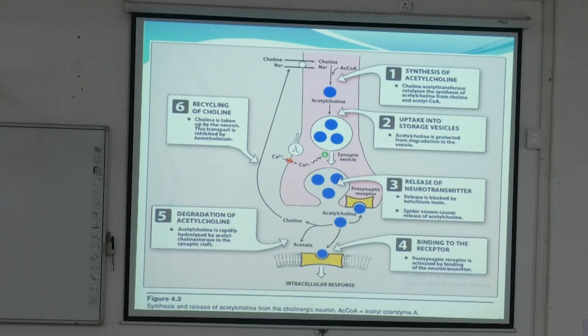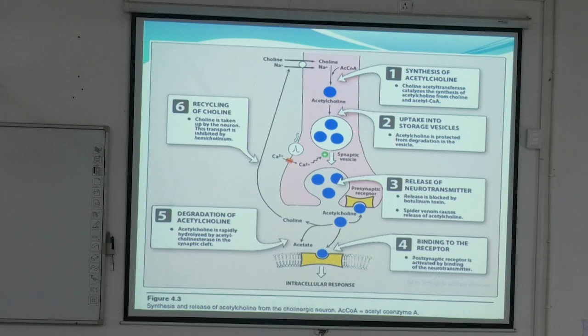This is known as the uptake into the storage vesicles. Okay, so this is the synthesis of acetylcholine. And this choline uptake is the rate limiting step in acetylcholine synthesis. So if we can control this uptake of choline within the neurons, then acetylcholine synthesis can be modulated. And this can be done by a chemical substance known as hemicholinium. I'm coming to this. Hemicholinium basically blocks this choline uptake in the preganglionic neurons.